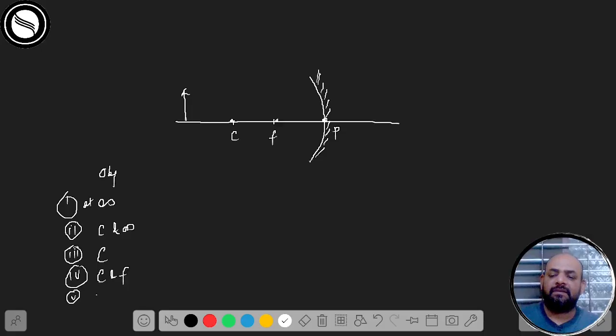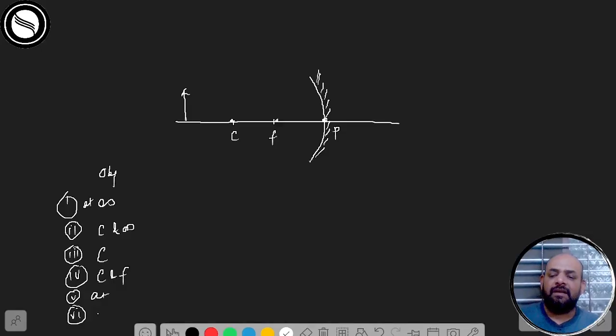And fifth situation, at the focus. And sixth situation, you can place the object between center and pole. So these are the 6 situations. Why are we taking 6 situations? Because in all these 6 situations we will get a different type of image. The property of the image will change. So we will get 6 types of images with the help of these concave mirrors.